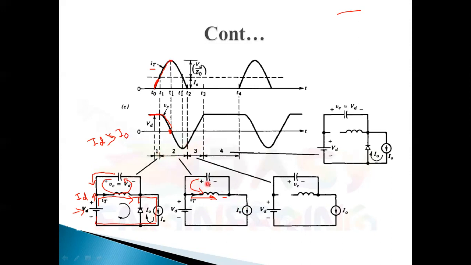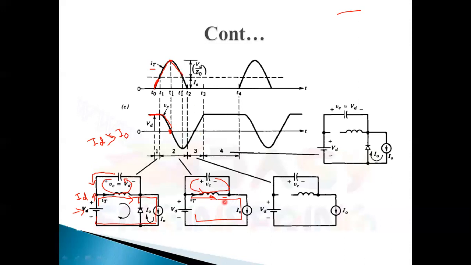If you consider this, the current is flowing through this direction, as well as the capacitors give the energy to this inductor. So at this point the inductor is fully charged, but after then what happens? IT current is slowly decreasing.